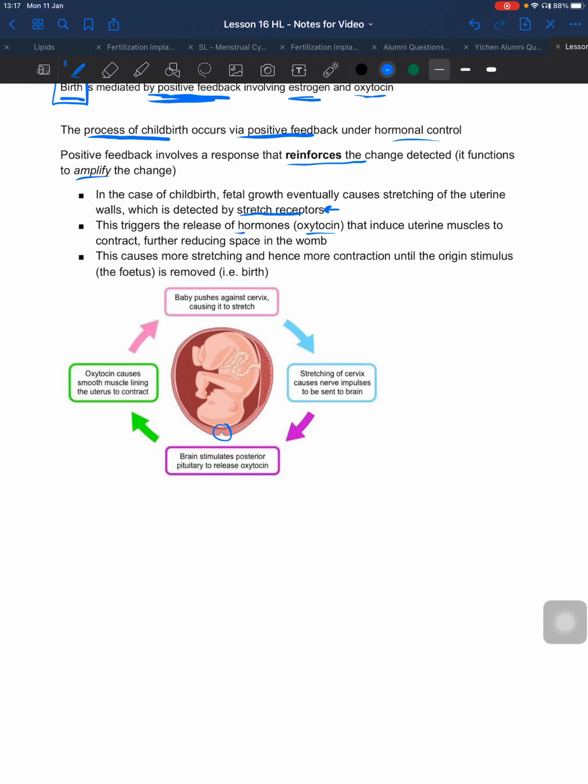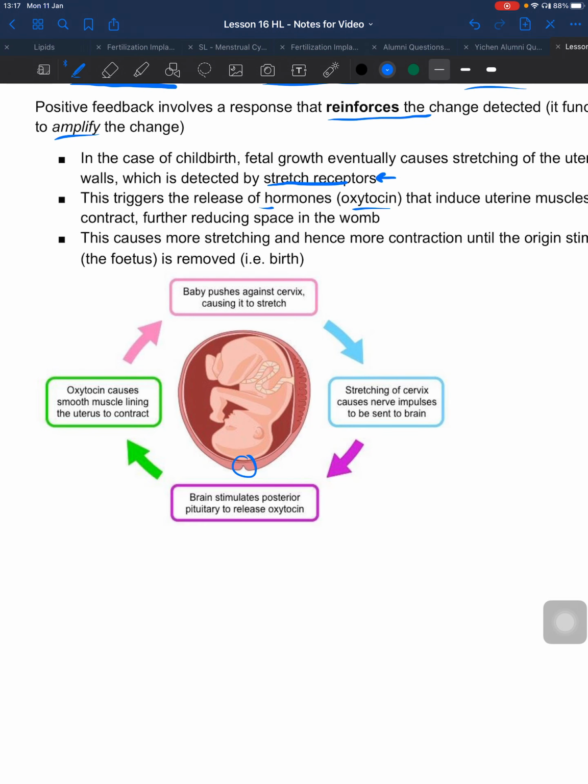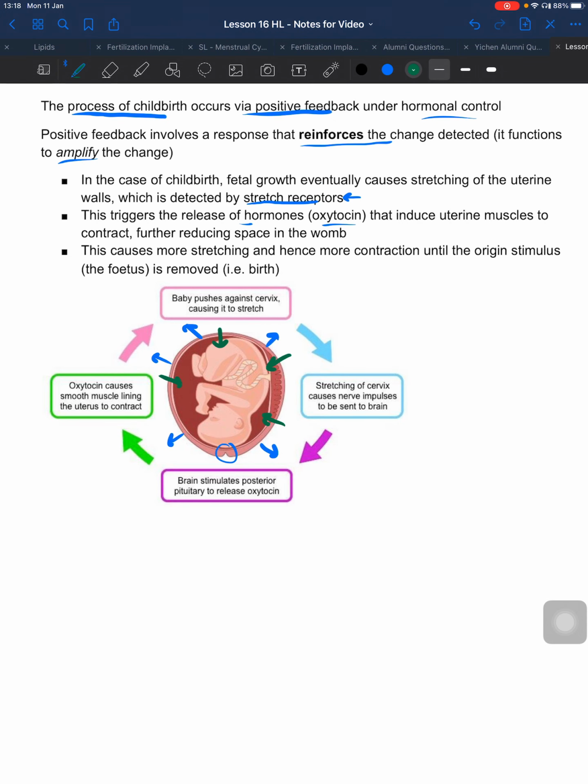that causes the uterine muscles to contract, further reducing space in the womb. So what actually happens here is as the baby grows, it's pushing the walls out. But when oxytocin gets released, it causes contractions this way. And that causes more pressure to be put on the cervix, right? And those stretch receptors detect that, and that releases more oxytocin, which causes more pressure there.